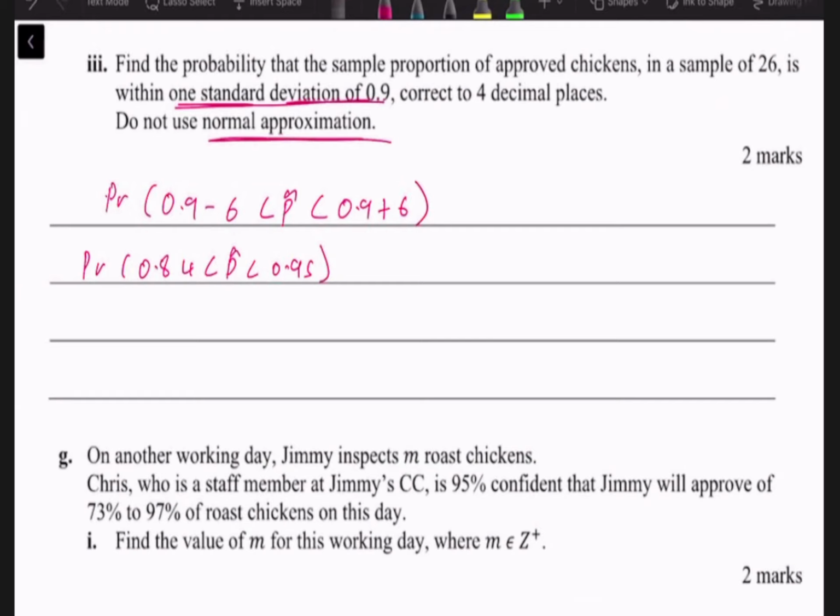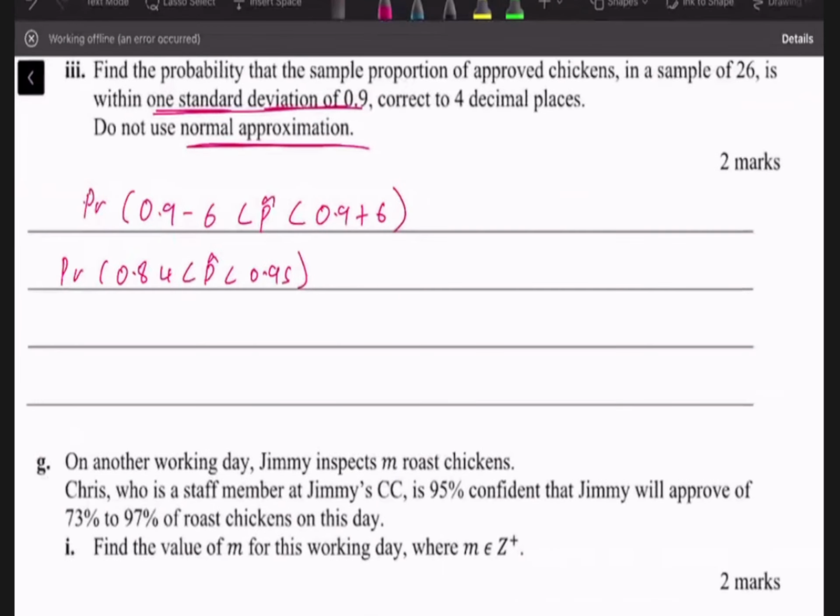So we are going to convert it to a variable, but the way we're going to use our CAS is not going to be normal approximation. So first we have to convert it to another variable. I'll name it x again, same thing as before. You multiply this by n, because when we convert p to x, x is n times p. So multiply both values by 26, and you get 22.02 and 24.78.